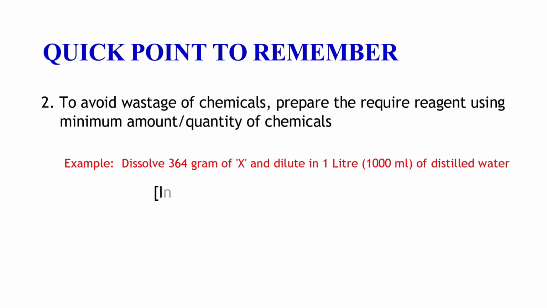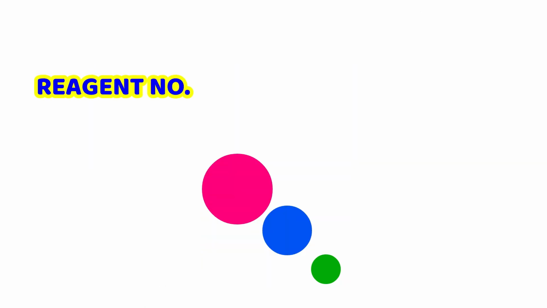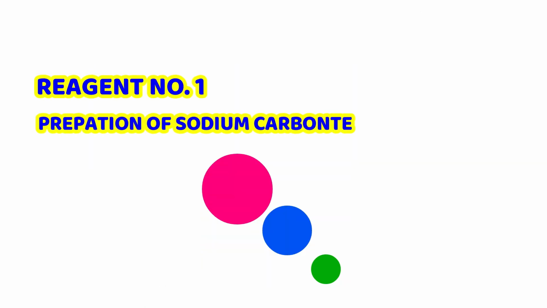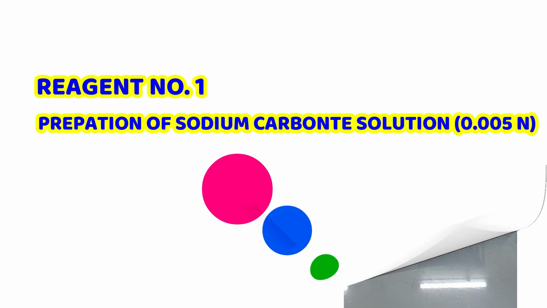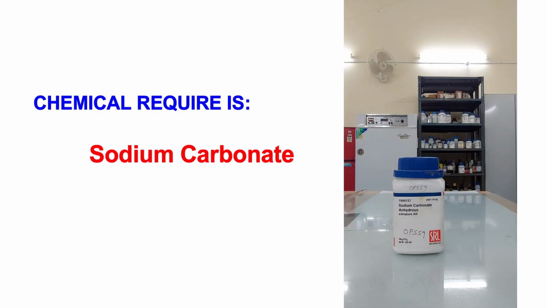So instead, you can weigh 36.4 grams of the X chemical and dilute it in 100 ml of distilled water. So this is how you can avoid wastage of chemicals during preparation of reagents. Now let's prepare the first reagent, that is sodium carbonate solution, which is of 0.005 normality. And to prepare this solution, the only chemical required is sodium carbonate.